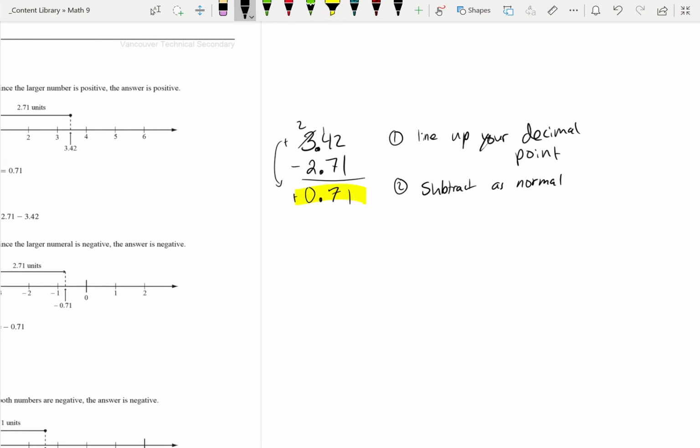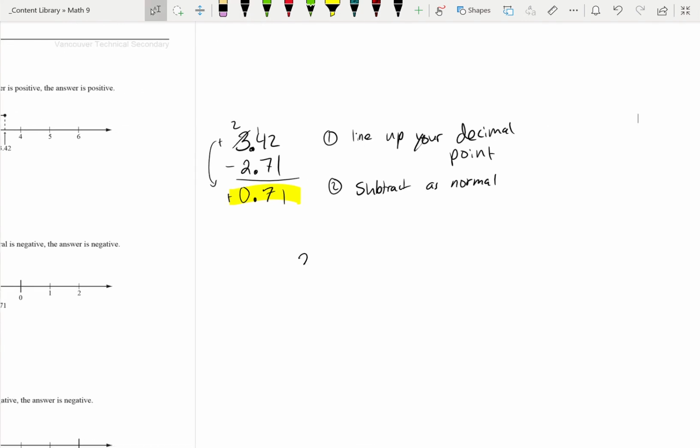Now this is harder to see on a number line. The one other thing is if I had something like 3.42 minus 2.711, I still want to line up. I want 3.420 minus 2.711. The thing that I'm going to use to help me is there's going to be a 0 there.